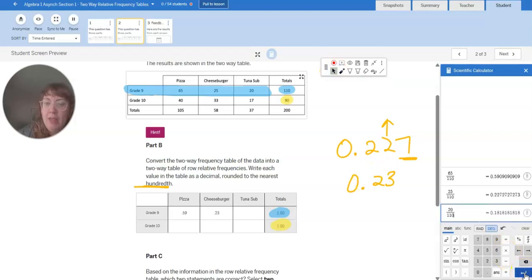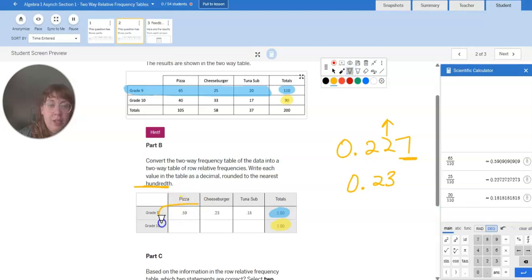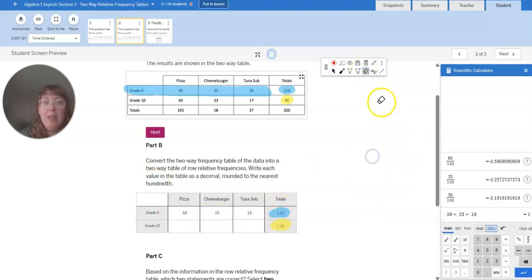And then finally, 20 divided by 110 gets us 0.18. And these 3 should all add to 1, right? 0.59 plus 0.23 plus 0.18 gets us 1, which is 100%. So 59% want pizza, 23% of ninth graders want a cheeseburger, and 18% of ninth graders want a tuna sub. Beautiful. So now we're going to do the same thing, but with our bottom column.